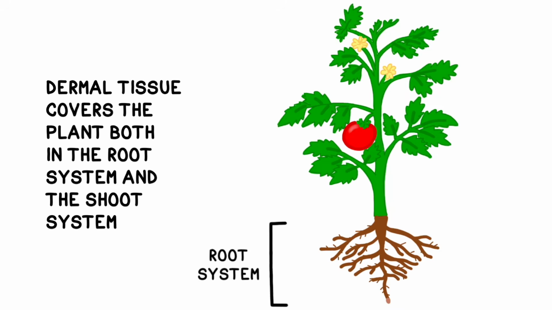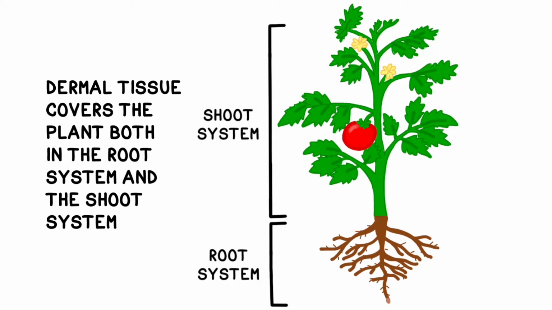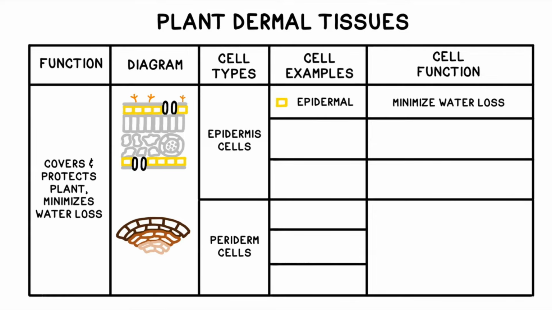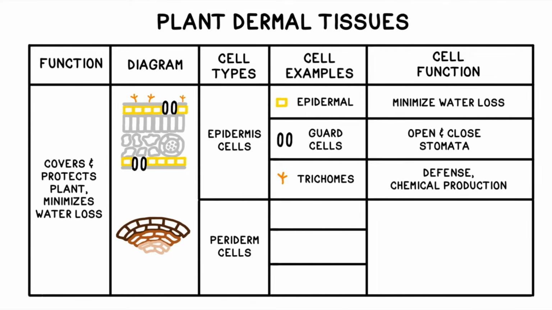Dermal tissue covers the plant both in the root system and the shoot system. Its main functions include protection, managing gas exchange, and defense. Dermal tissue consists of either epidermis cells in non-woody plants and periderm cells in woody plants. Examples of epidermis cells that you might be familiar with are epidermal cells, which minimize water loss, guard cells, which open and close stomata, and trichomes, which provide defense and chemical production.